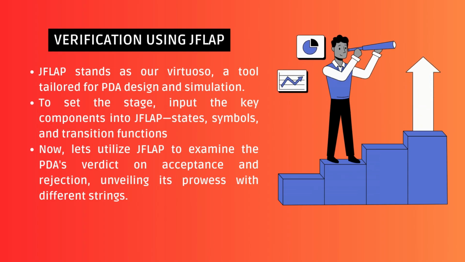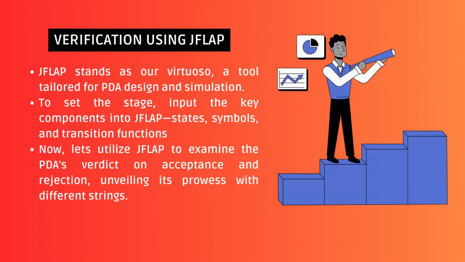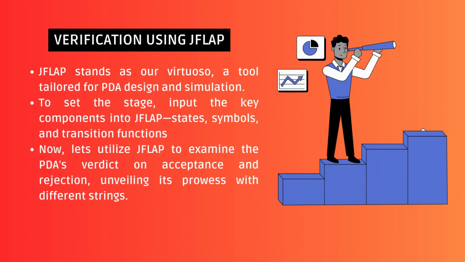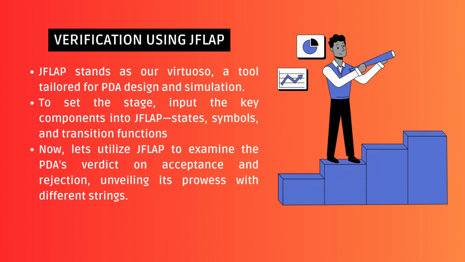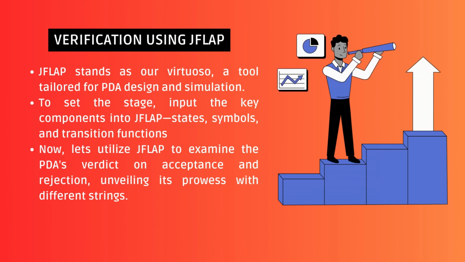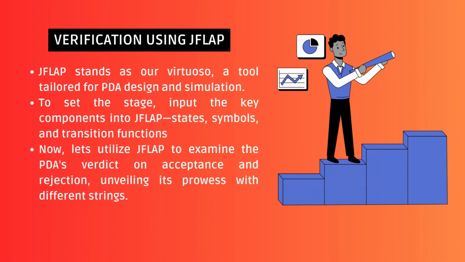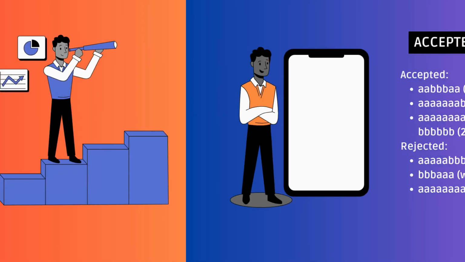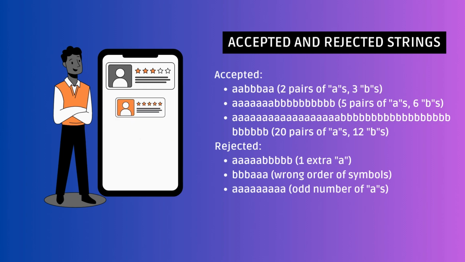Now that the function is created, it needs to be verified using JFLAP to get the output. JFLAP stands as our virtuoso, a tool tailored for PDA design and simulation. To set the stage, the first step is to input the key components into JFLAP: states, symbols, and transition functions. Secondly, for testing, let's utilize JFLAP to examine the PDA's verdict on acceptance and rejection, unveiling its prowess with different strings. Thus, these steps will unveil the acceptance or rejection, offering insights into how well our PDA machine interprets and processes the input strings. Here is the output we got from verification in JFLAP.